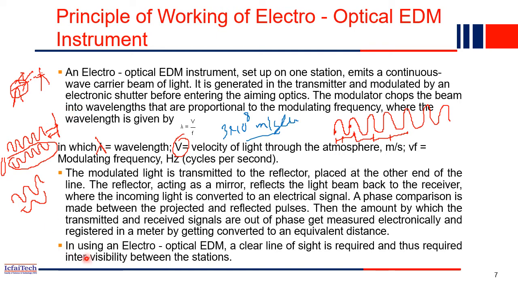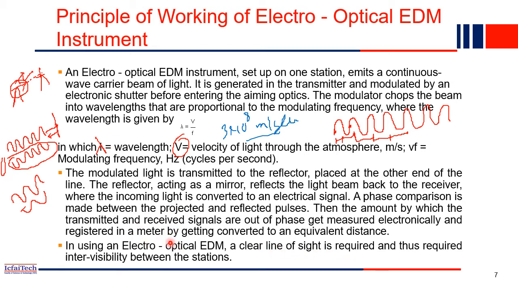Even in the electro-optical instrument, if you are sending optical light from the emitter to the receiver end, a clear line of sight is required, right? If any object is in the middle, maybe a tree, the light won't pass through the tree. In that case, you need a clear line of sight.